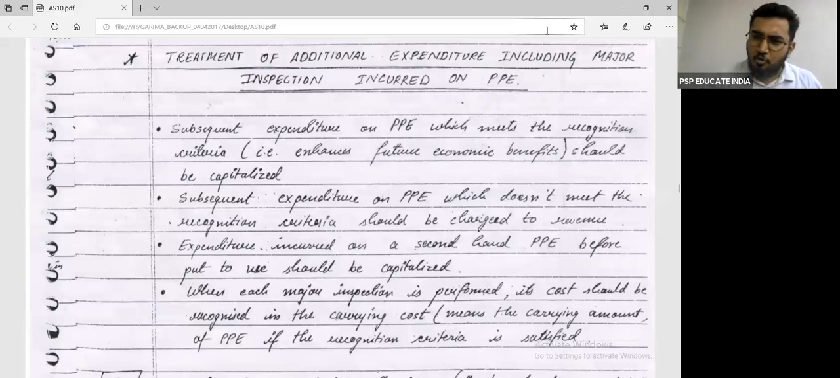Now the person whom you are calling, who is giving you consultancy, who is giving you advice, is inspecting your property, plant and equipment, and after that inspection he is giving you some kind of advice. This phenomenon, this concept is known as major inspection, when a person is coming, inspecting your property, plant and equipment and giving you advice.